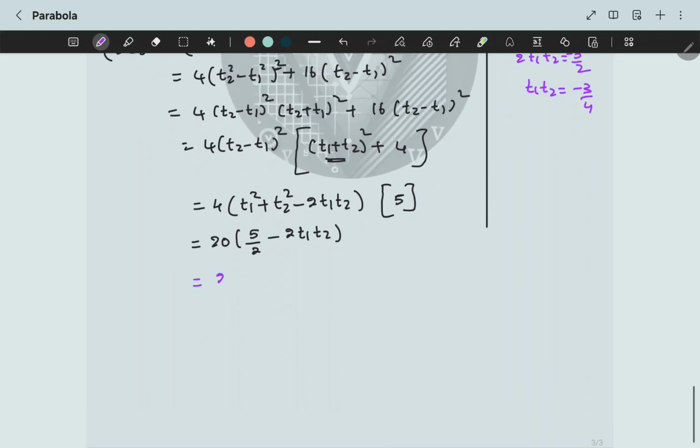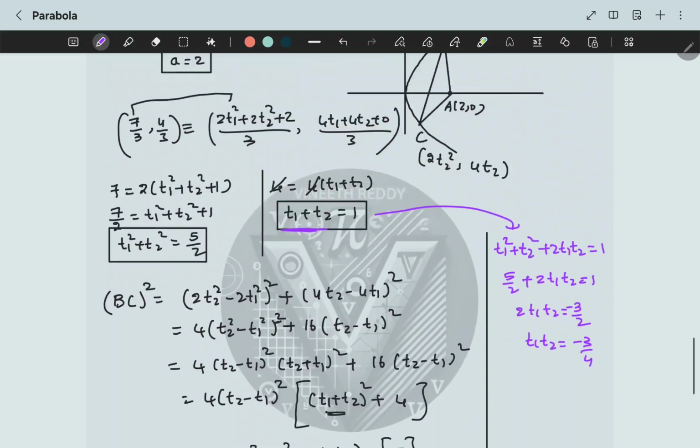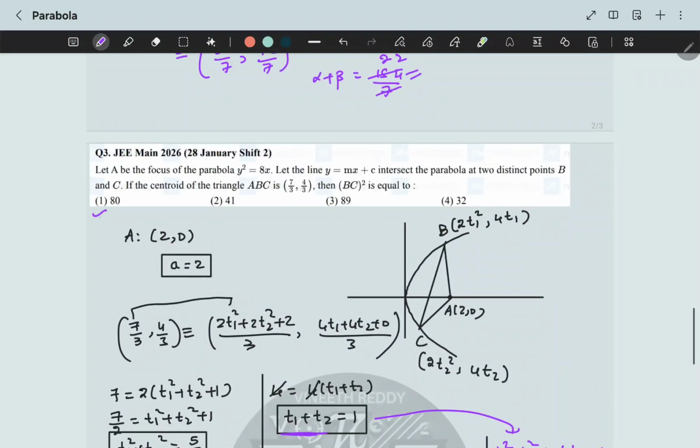So ultimately we get 20 into (5 by 2 minus 2 into minus 3 divided by 4). So we get 20 into (5 by 2 plus 3 by 2), which is 8 by 2, which is 4. 20 into 4 should be 80. 80 should be the answer. Do we have that? Of course, option 1 is 80.